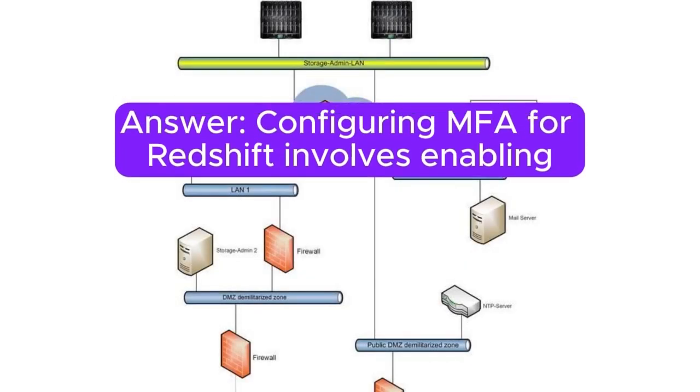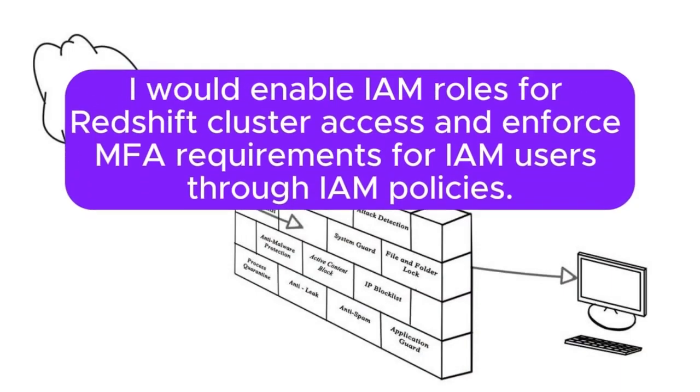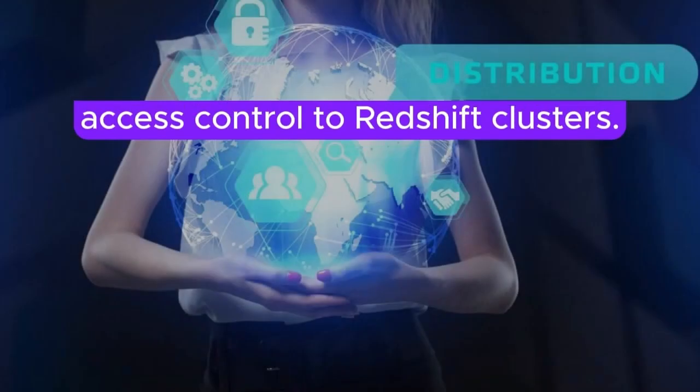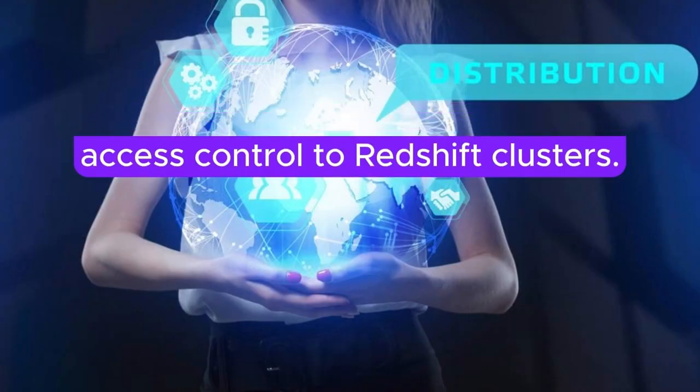Answer: configuring MFA for Redshift involves enabling IAM-based authentication for Redshift clusters and configuring MFA for IAM users or groups. I would enable IAM roles for Redshift cluster access and enforce MFA requirements for IAM users through IAM policies. Configuring MFA devices or temporary session tokens for IAM users ensures secure authentication and access control to Redshift clusters.